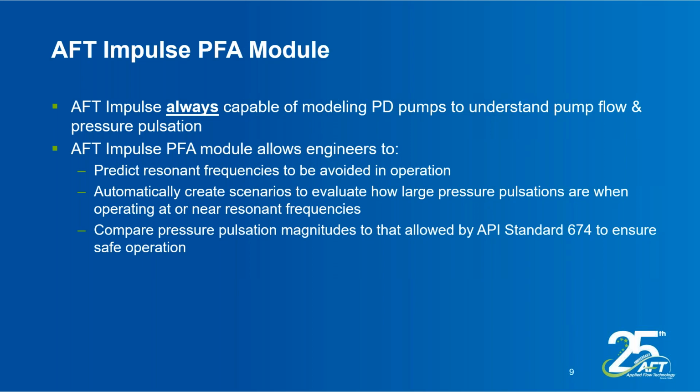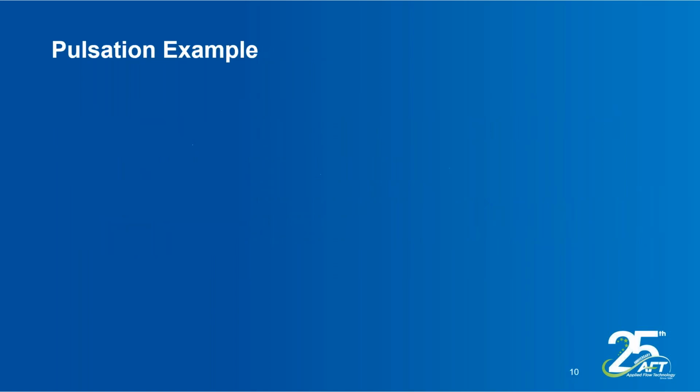And actually in AFT Impulse with the PFA module, it'll do that comparison for you. So we have the API standard 674 built in, such that if your pressure pulsations are outside the bounds of allowable pressure magnitudes from vibration, it'll give you very clear warnings that your pulsations are way too high. And you're actually going to see that in the example that I'm going to be demonstrating for you today.